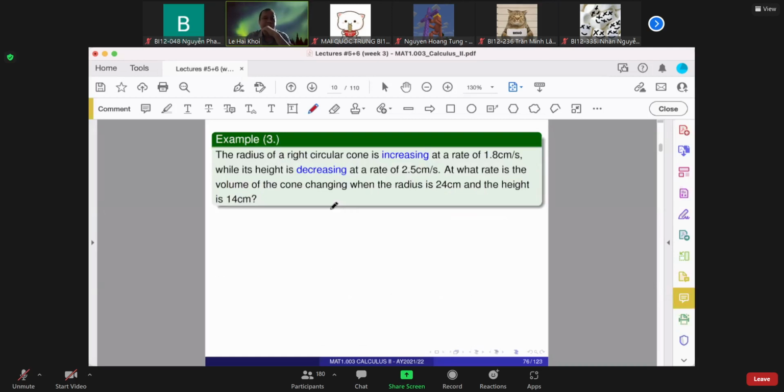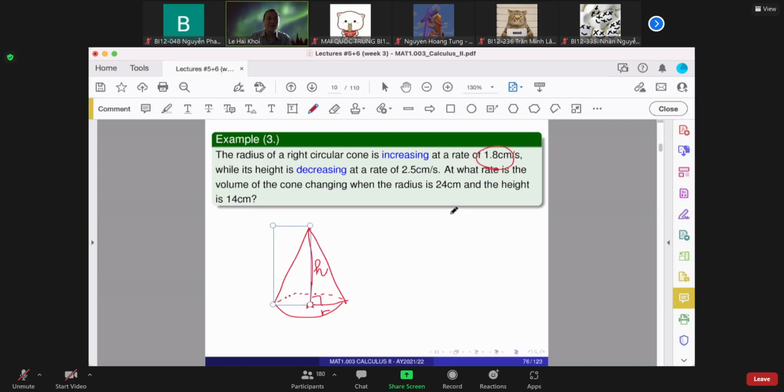Next example. The radius of the right circular cone is increasing, but at that point, we stop. What do we have? We have the right circular cone, which means that you have this. This is the cone, and the height is perpendicular at the center, and you have this right angle. So this is a right circular cone. Radius here, if we write h is height, radius is r, then we are given the fact that the radius is increasing at a rate of 1.8 centimeters per second.